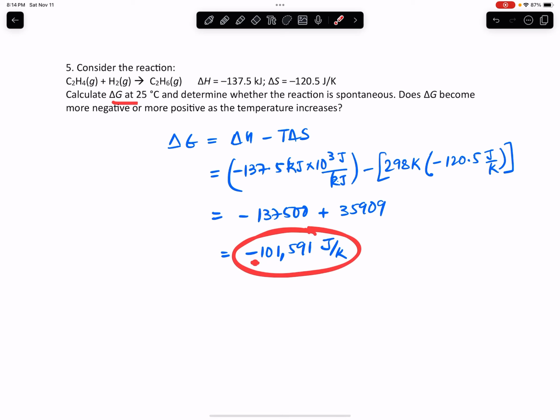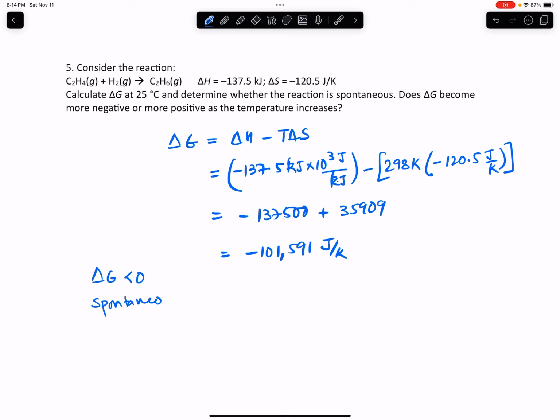Now, since delta G is negative, we're going to write that out here. When delta G is less than 0, that is a sign of spontaneity. So therefore, the reaction is spontaneous.